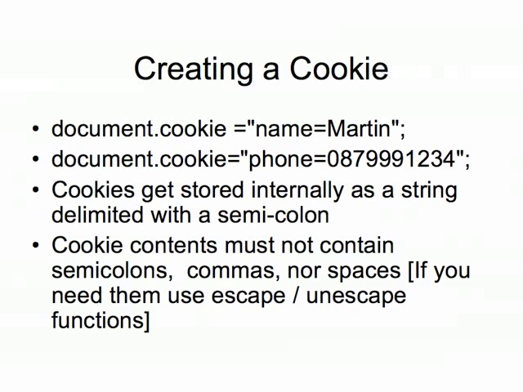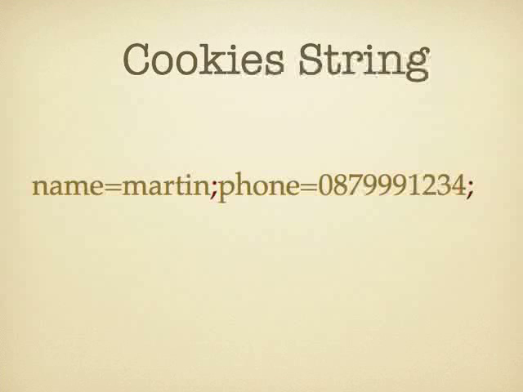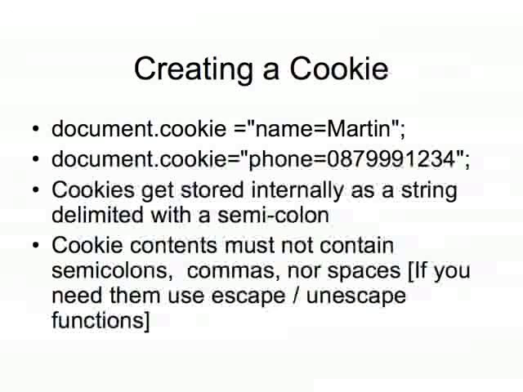So next up we say document.cookie equals phone equals 087 999 1234. So now the cookie will have name equals Martin, semicolon, phone equals 087 999 1234. And then there'll be a semicolon at the end to mark the end of the cookie. Because the semicolon is used to delimit the items in the cookie, you can't actually have semicolons inside your cookie items, nor can you have commas or spaces.